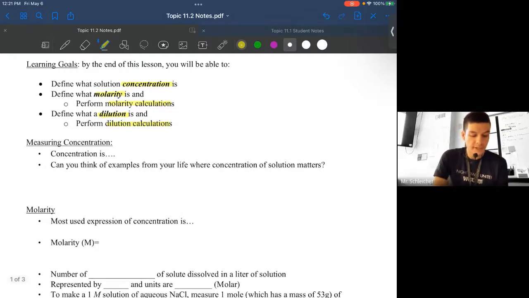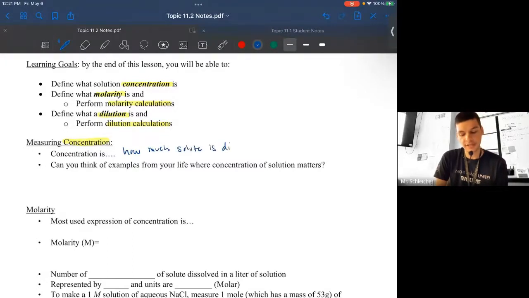So measuring concentration. When we talk about concentration in general, we're not talking about focusing on something really hard. In chemistry, concentration really means how much solute is dissolved. It's a measure of how much solute is dissolved. So if something is more concentrated, we have more stuff dissolved. If something is less concentrated, that means we have less stuff dissolved.